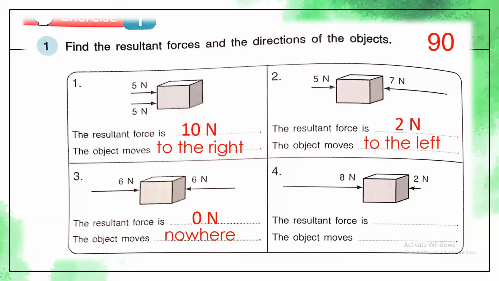For number 4, we can see 8 Newton force going to the right and 2 Newton force going to the left. So what is the resultant force? We should subtract 8 Newton and 2 Newton. So the answer is 6 Newton. That's right. Now, the object moves where? Is it to the left or to the right? Look at the bigger force. Definitely, it's to the right.